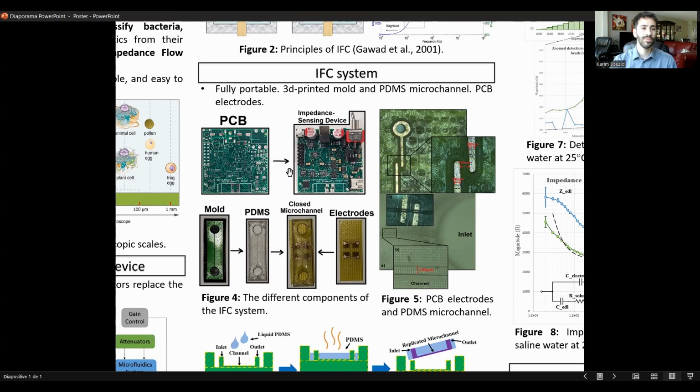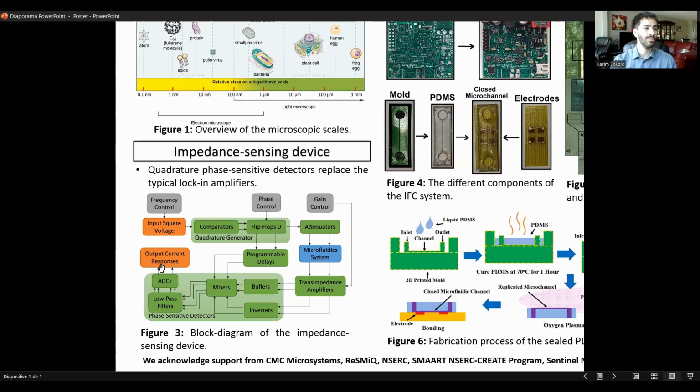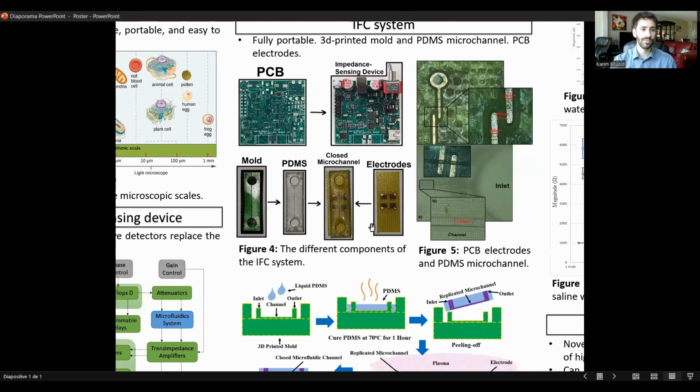So here we have an overview of the different components of the IFC system. We have a PCB, which with its components forms the impedance sensing device. It can send a voltage signal at a desired frequency and amplitude, and measures with its ADC the final response of the phase-sensitive detector, so the output current response. So knowing the voltage and knowing the current, we can deduce the magnitude and phase of the impedance.